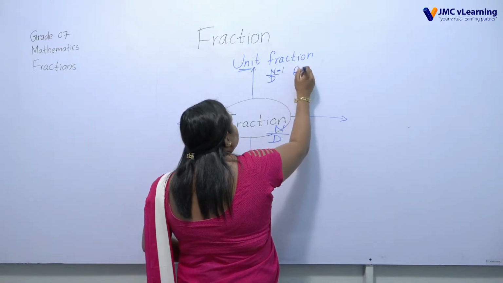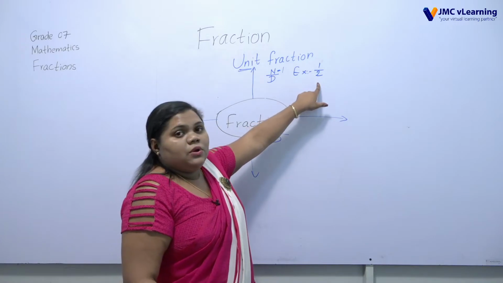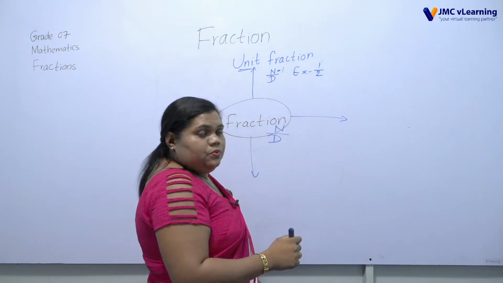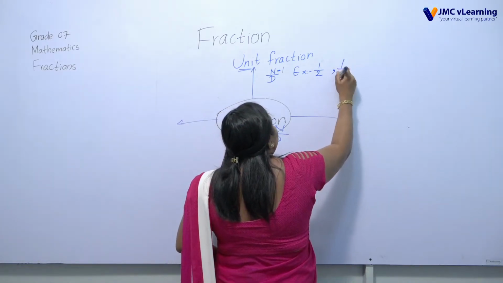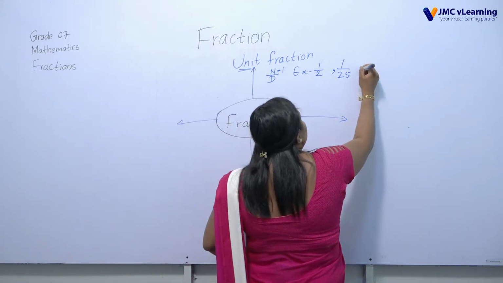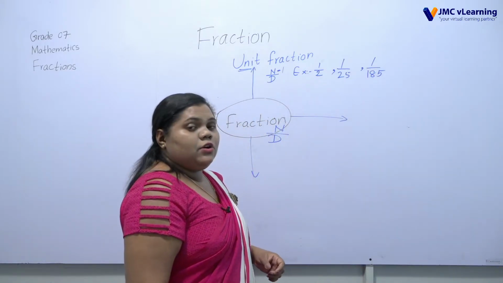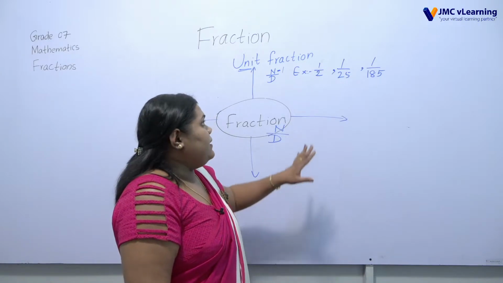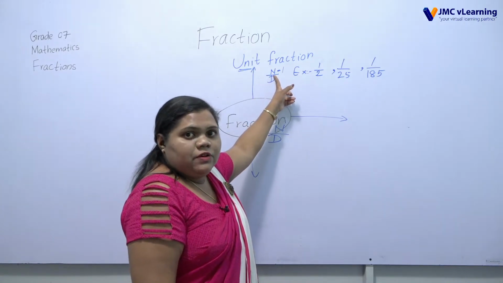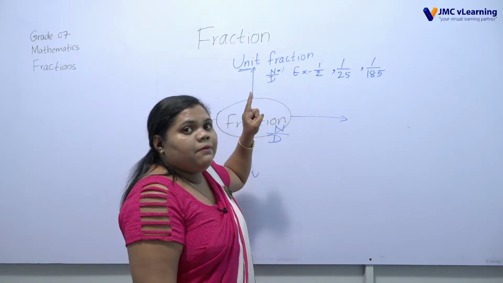For example, I wrote 2 as the denominator and 1 as the numerator. So we can call that 1 out of 2. We can call this one 1 out of 25. How can we read this type of one? 1 out of 185. Like this, those are examples of unit fractions. Are you clear about the unit fraction, children? The special thing is that the numerator must always be 1.